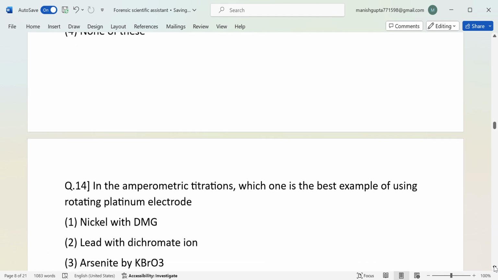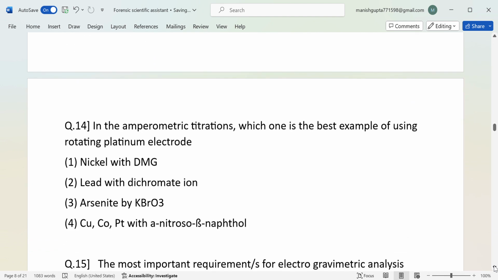So here we are going to see question number 14. In the amperometric titration, which one is the best example using rotating platinum electrode? Option number 1, nickel with DMG. Option 2, lead with the dichromate ions. Option number 3, arsenate by KBrO3. Option number 4, copper, cobalt, platinum with alpha-amino-beta-naphthol. The option number C is correct.